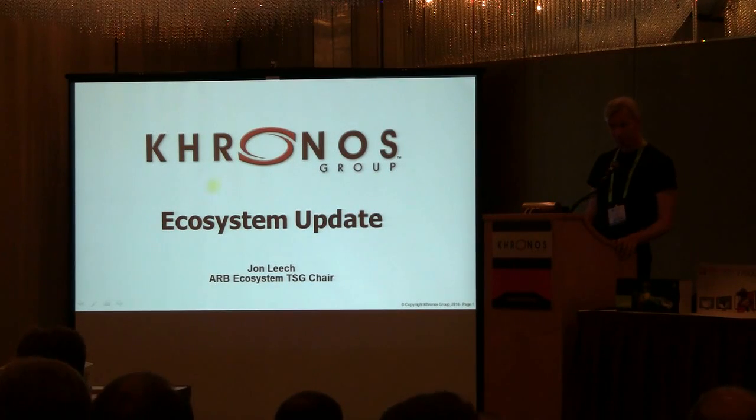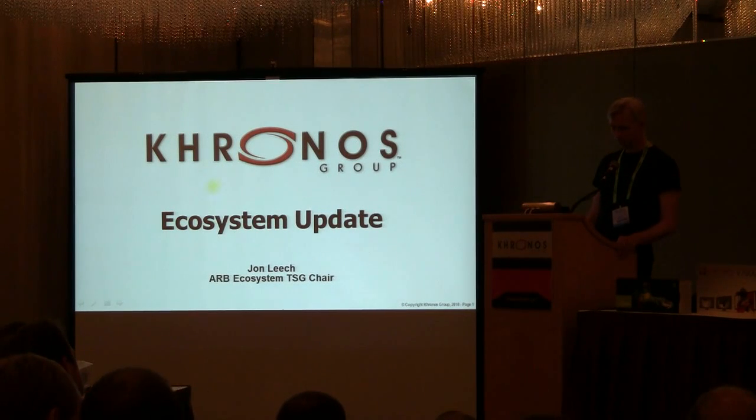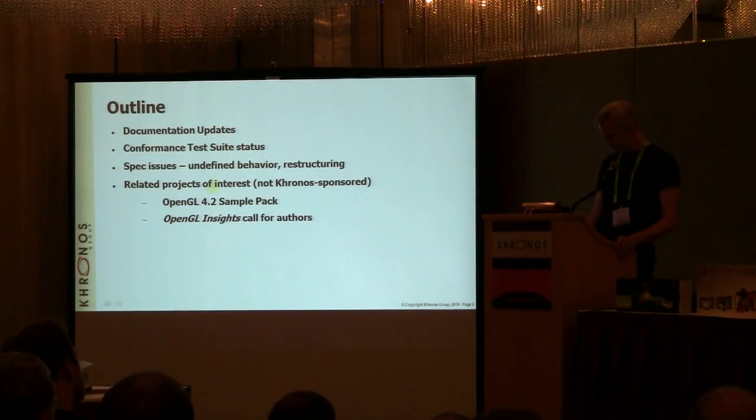Okay, so I chair the ecosystem subgroup of the ARB, which is basically dealing with issues that are not adding new features to the specifications. And just an update on what we've been doing over the last year. So first, documentation updates, the progress towards a new conformance test suite, some issues with the spec that are not new features but are other things we want to do with it, and some other projects that are not really our projects, but that are ecosystem-like and that we thought would be of interest to people.